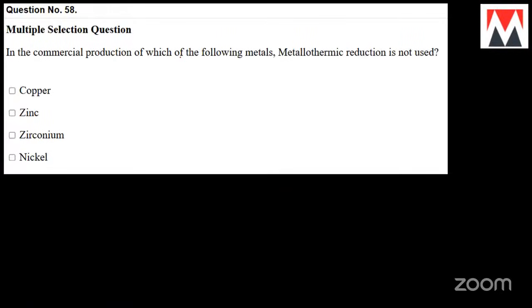In commercial production, for which of the following metals is metallothermic reduction not used? Metallothermic reduction is the one which reduces by a metal itself. Generally, if you take all the precious metals, they won't be reduced by metallothermic reduction. They'll undergo electro refining methods, like copper, zinc, nickel. These will not undergo metallothermic reduction. Zirconium can undergo it.